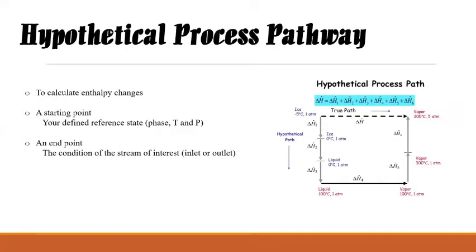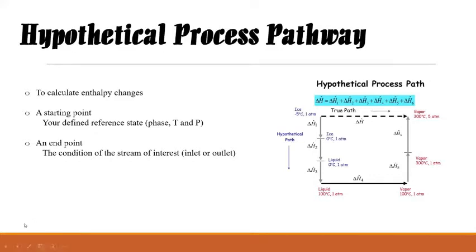So I will explain about the hypothetical process pathway. In order to calculate the enthalpy changes, we need to use the hypothetical process pathway, in which to construct the process pathway, we need 2 points, which are the starting point and the end point. The starting point is the point where we define the reference state, like the phase, the temperature, and also the pressure. And the endpoint is the condition of the stream of interest.